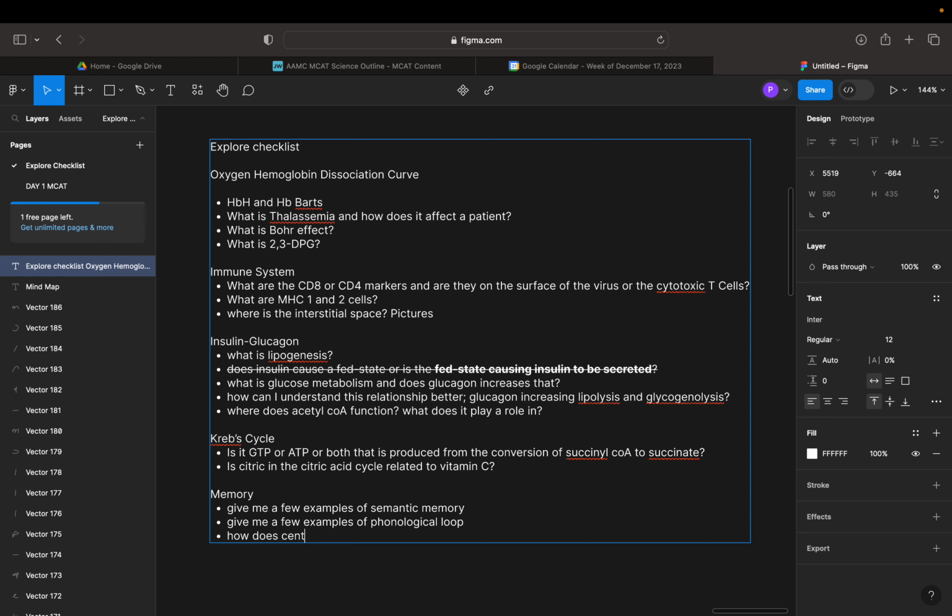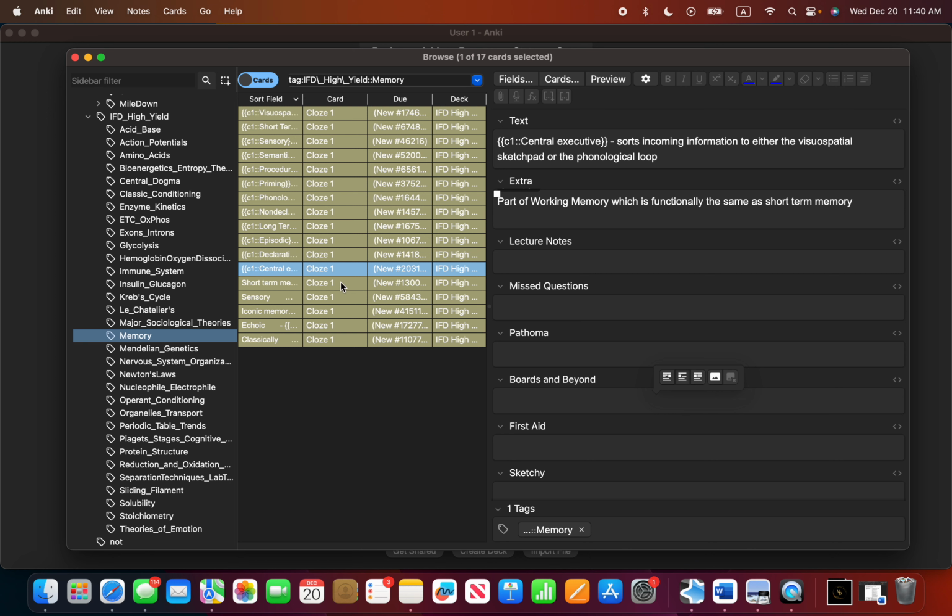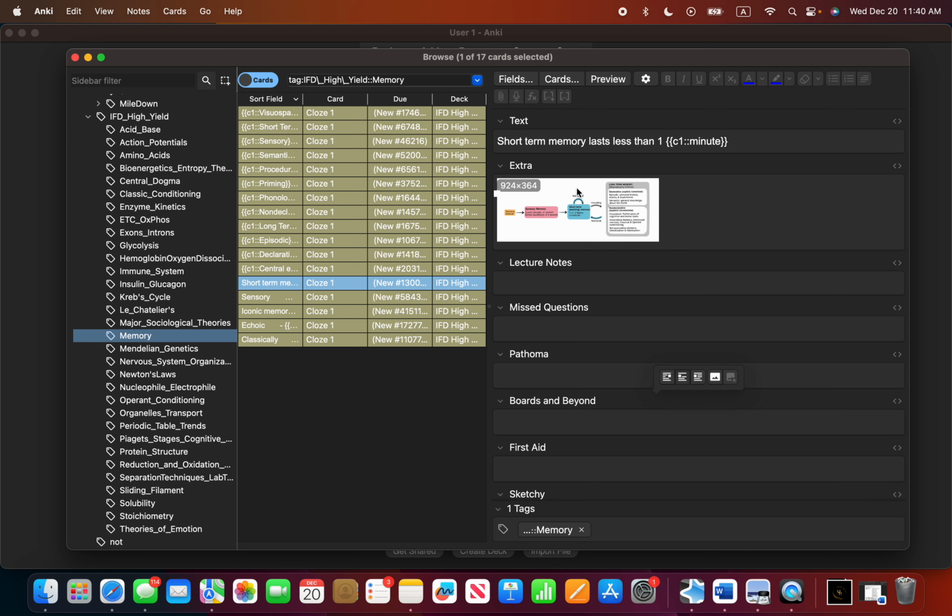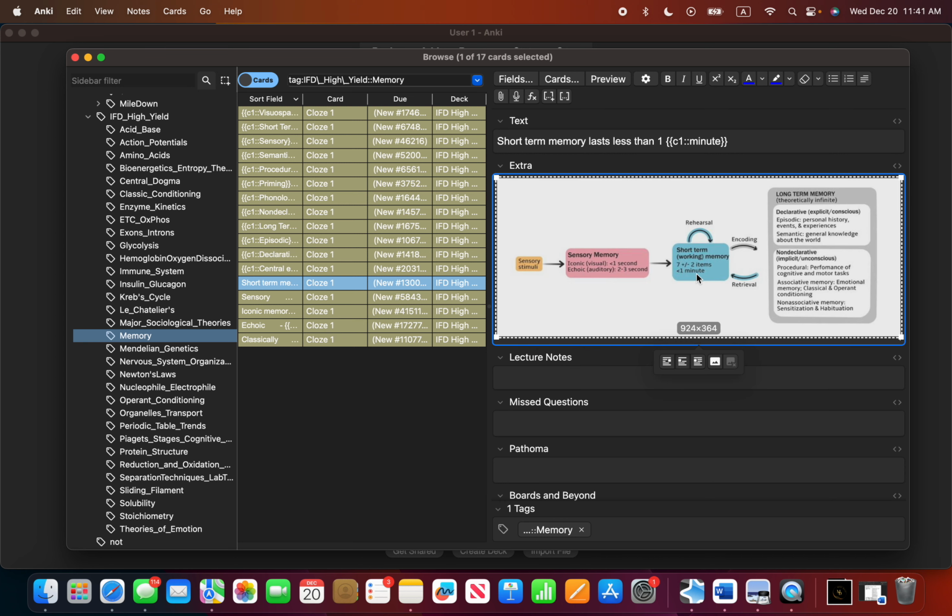How does central executive function in the working memory? Is it related to the short-term memory too? Short-term memory lasts less than 1 minute. Sure. That's working memory too, right? Like working and short-term are the same thing.